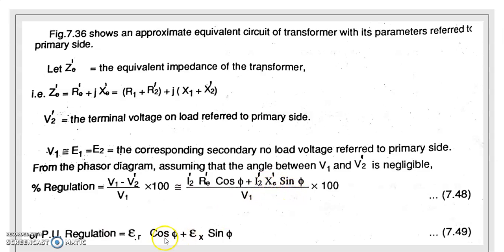Here you can define I2 dash Re dash upon V1 as epsilon R, and I2 dash Xe dash upon V1 as epsilon X. This is nothing but the regulation defined in per unit.